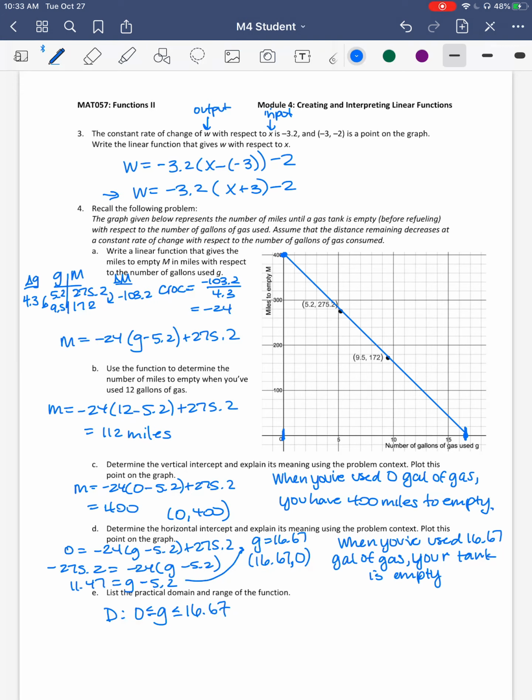So the number of gallons used can be between 0 and 16.67. The range is similar, but now we're looking at outputs. So it's going to start there at 0 miles till empty, and the max is going to be 400. So I'm going to write it like that.